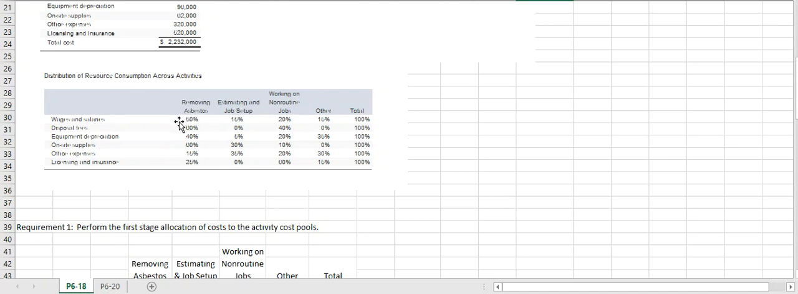So 50% of our wages and salaries are spent in the removal of asbestos. 15% of our wages and salary are spent paying people who do the estimating and job setup.